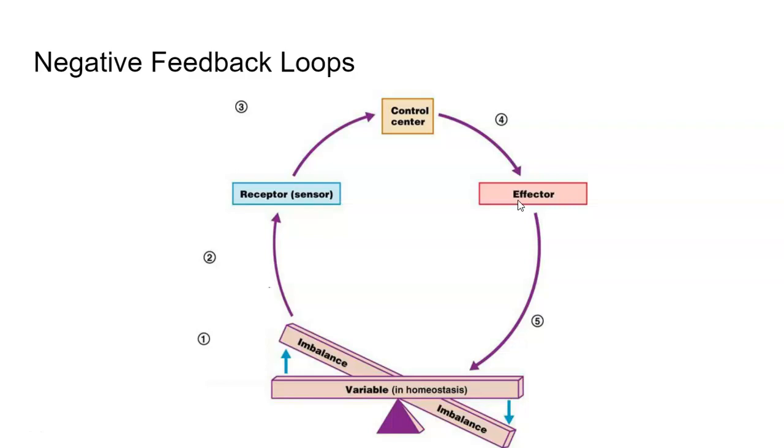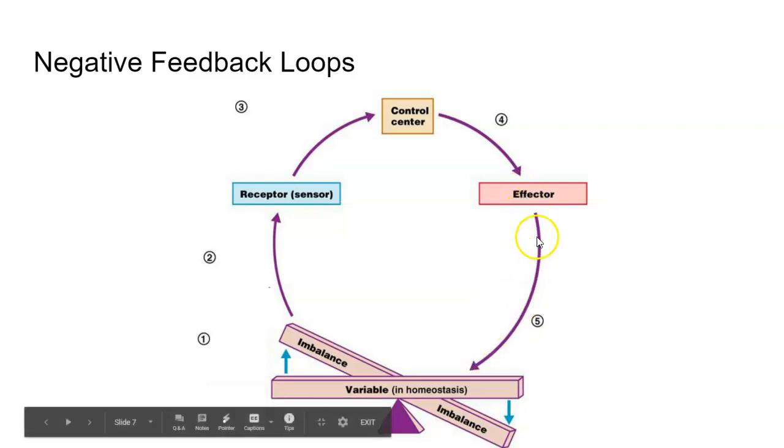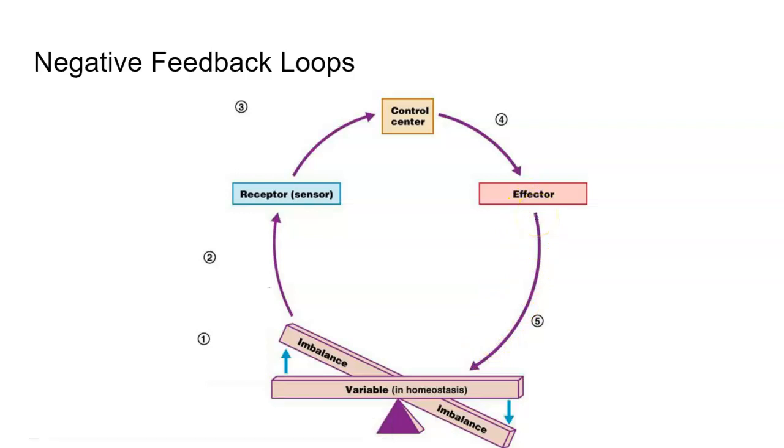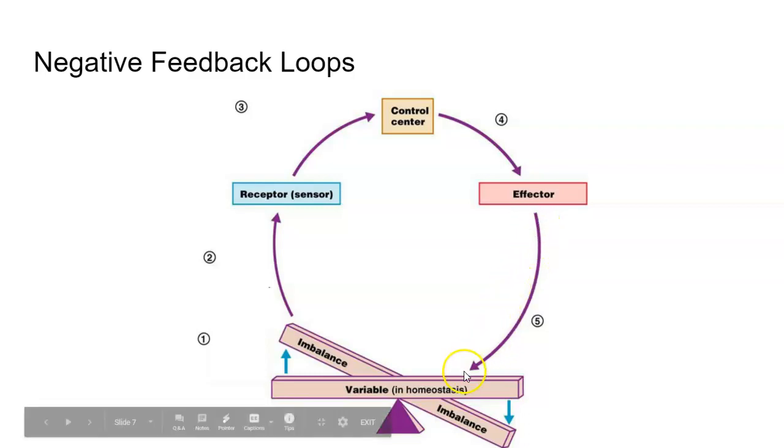Okay, so the effector could be a specific gland releasing a hormone that's going to change how fast we're breathing or how slow we're breathing or our blood pressure or something like that, which then goes and changes our blood pH back to the homeostatic level.